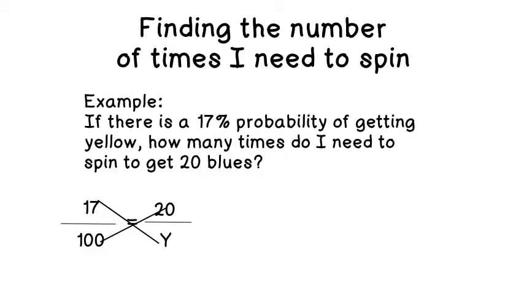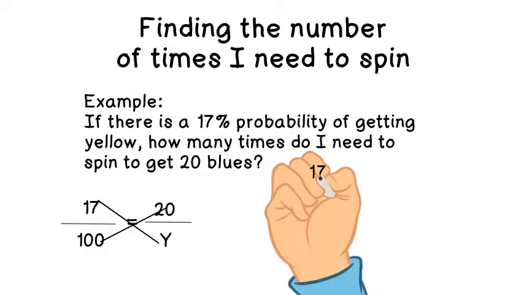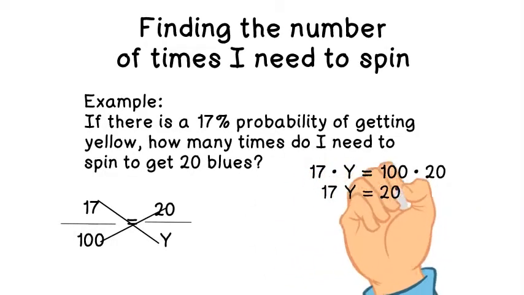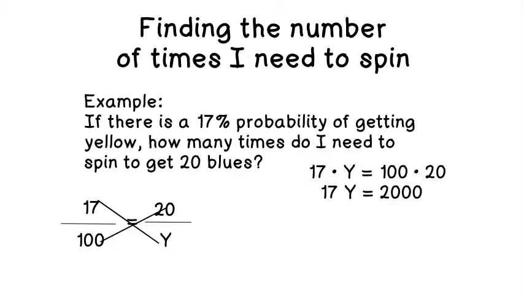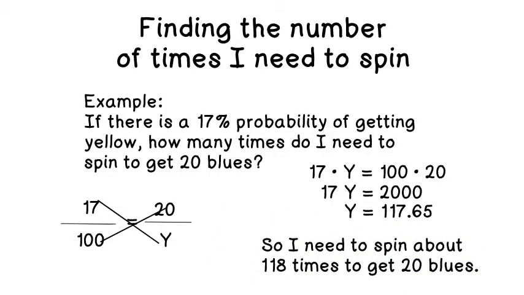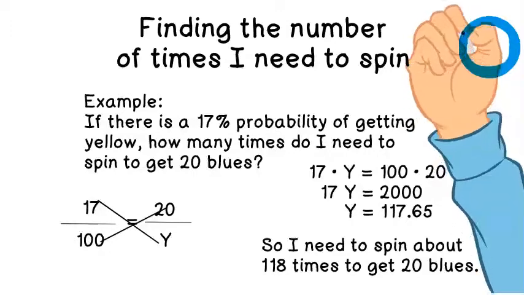I cross multiply, and I get 17 times y equals 100 times 20. And then I solve that equation, and I get 17y equals 2,000, so y is equal to 117.65. That means I need to spin about 118 times to get the 20 blues.